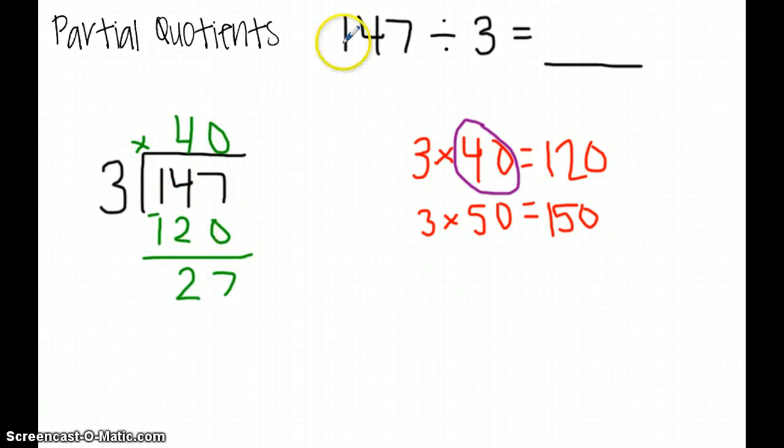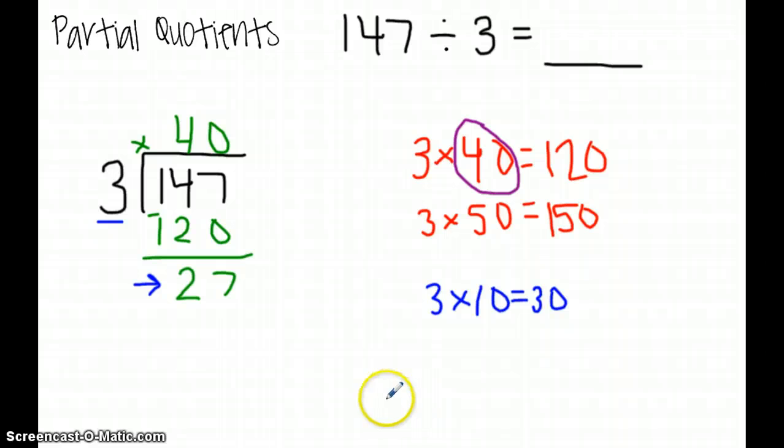I can now look at my number I have left, 27. I now have to think about what I can multiply with 3 to get 27. Well, we already know that 3 times 10 is 30, which is bigger than our 27. So that's not going to work. So now we're going to start multiplying by our ones place. For example, 3 times 1, 3 times 2, 3 times 3.